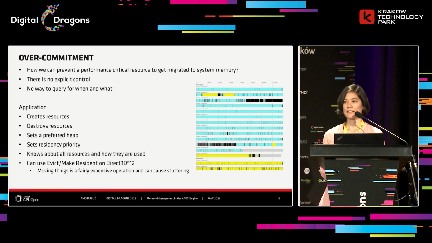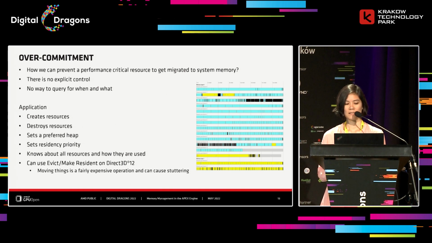So what is the application actually capable of doing? Well, the application creates resources, it destroys resources. It can also set a preferred heap and a residency priority. And of course, the application knows about all the resources that are live in its own application and also how they are used. So this knowledge could be used, for example, to alias memory.